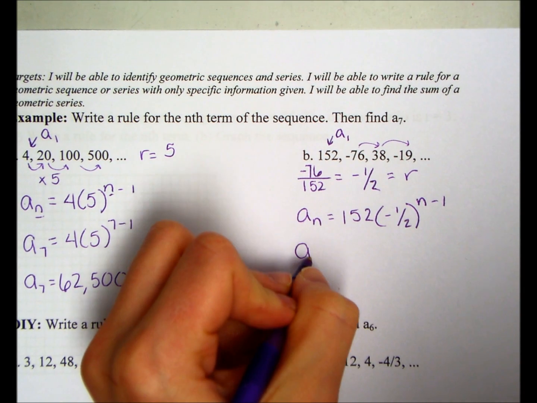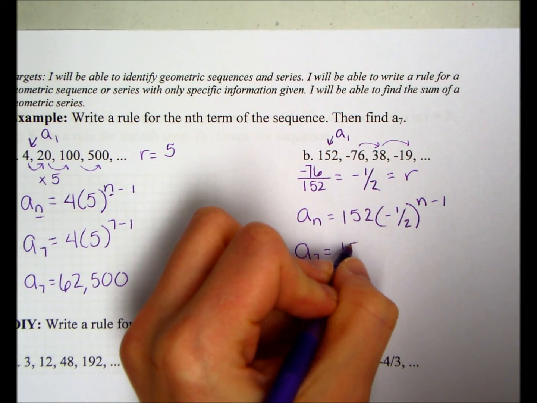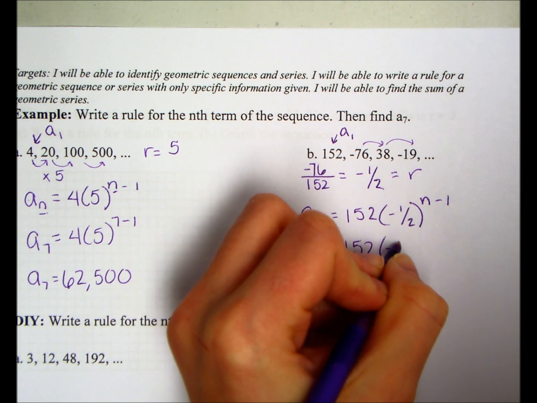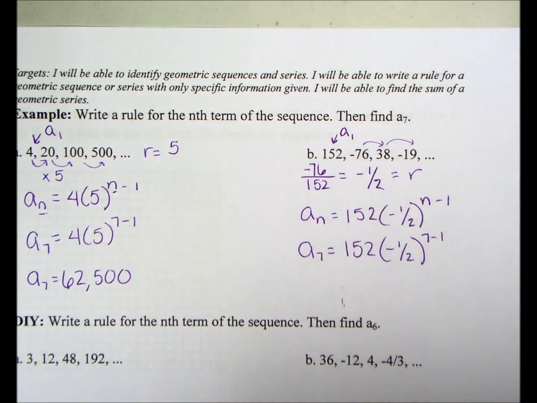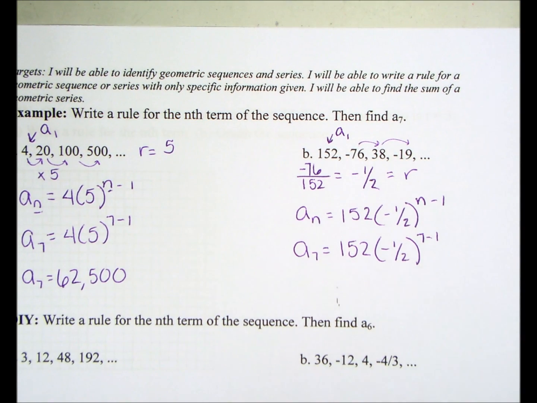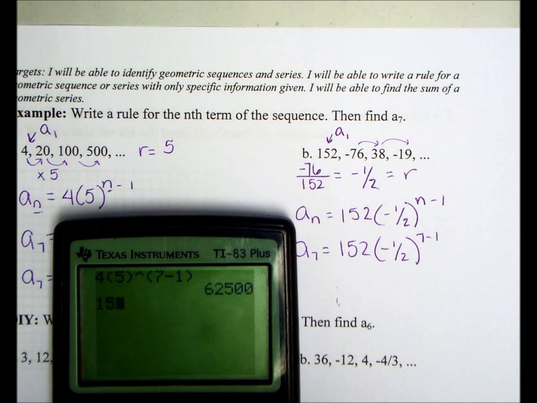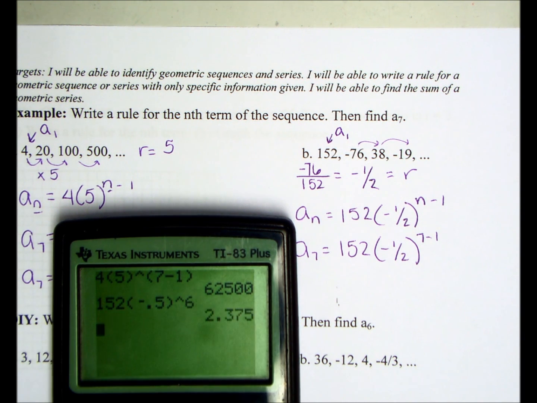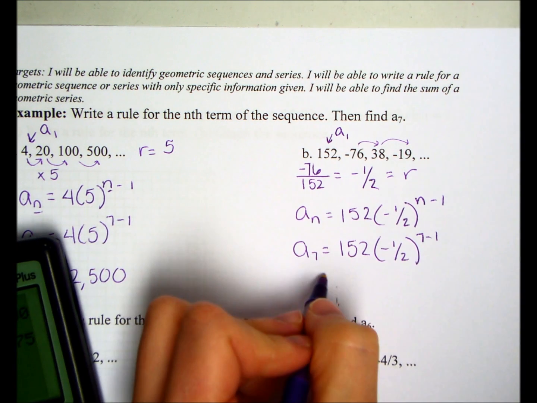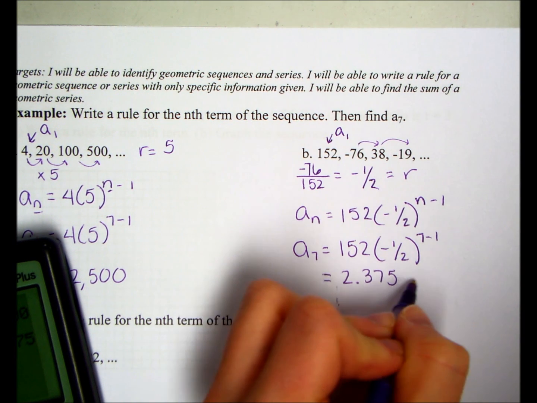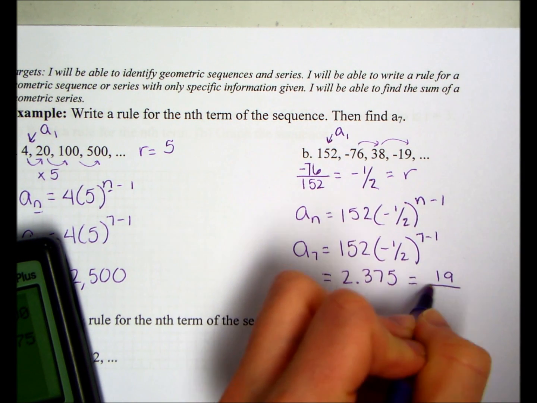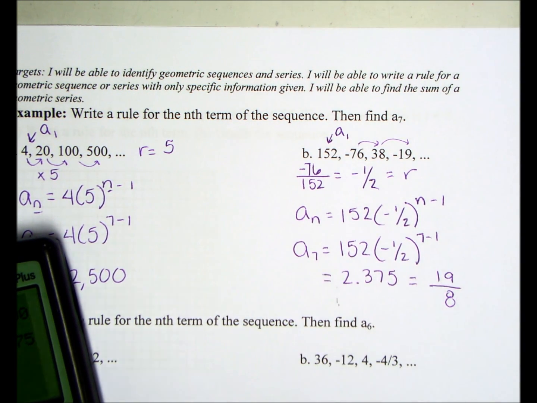And then if I find the 7th term, 152 times negative 1/2 to the 7 minus 1. If I plug this into my calculator, 152, negative 0.5, negative 1/2, to the 7 minus 1, or to the 6th power, I get 2.375, or in better form, 19/8.